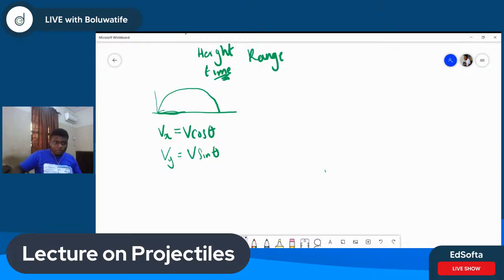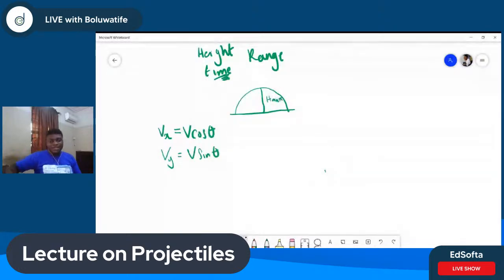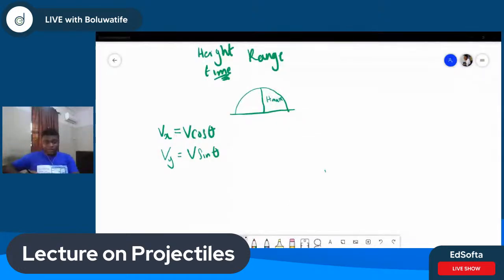Okay, so look at this. I'm just going to erase this because I didn't draw it very well. Okay, so now let me redraw it again. So this is what I have, and then it goes like this. Now I want to know the time it takes to reach this point. Remember, this point is the highest that the projectile can reach, the maximum height, H max.